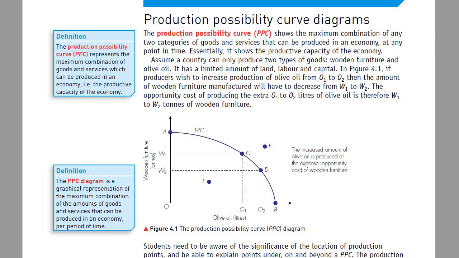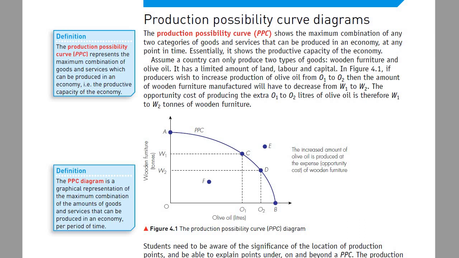Now you can see over here there are different points given: point A, point B, point C, point D, point E, and point F. Now let's start off with point A. Point A is when we focus all our resources towards creating wooden furniture. At this point, we do not produce a single liter of olive oil, but we produce the maximum amount of wooden furniture. In contrast, when you look at point B, this is where you're dedicating all your resources towards making olive oil, and in that case, you're ignoring wooden furniture.